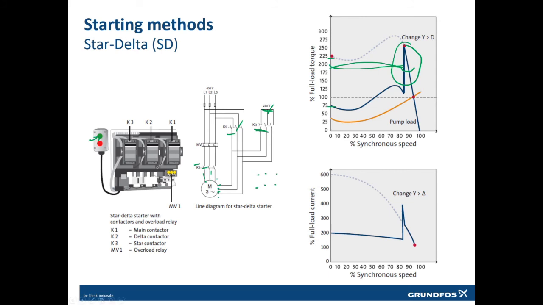More voltage was required, but you are giving less voltage. The motor will slowly rotate. After 3 or 4 seconds, K3 will open and K2 will close. What is required? 380, and you are giving 380, so it will go to 100% speed. So that's how a star delta starter works.